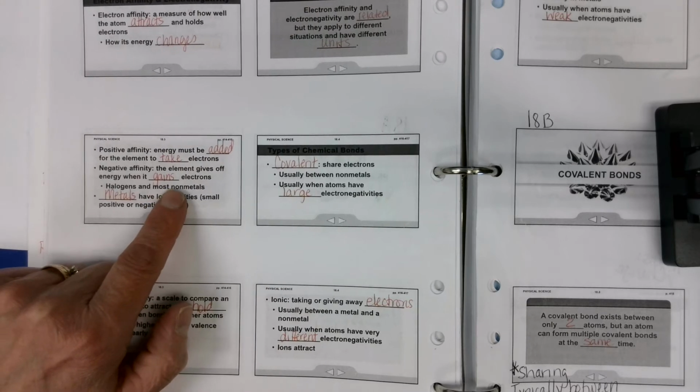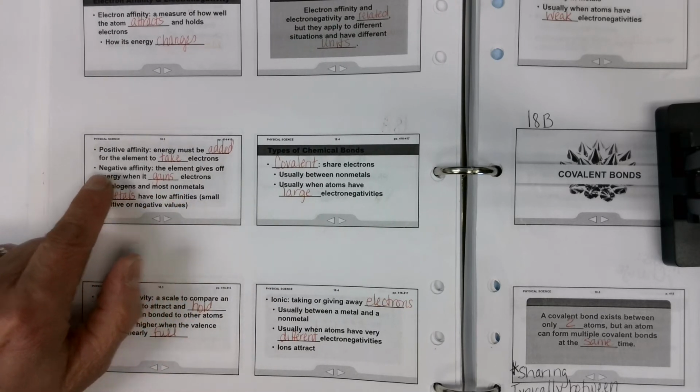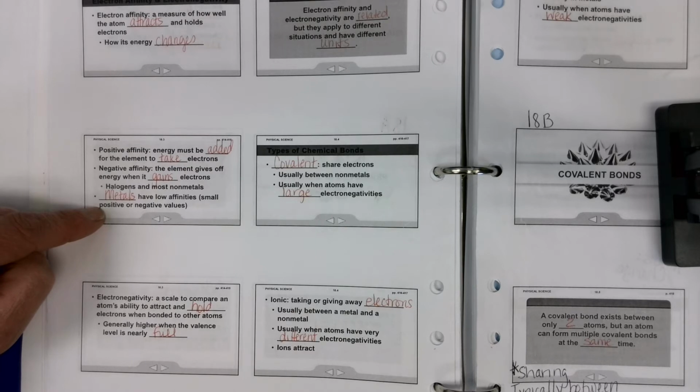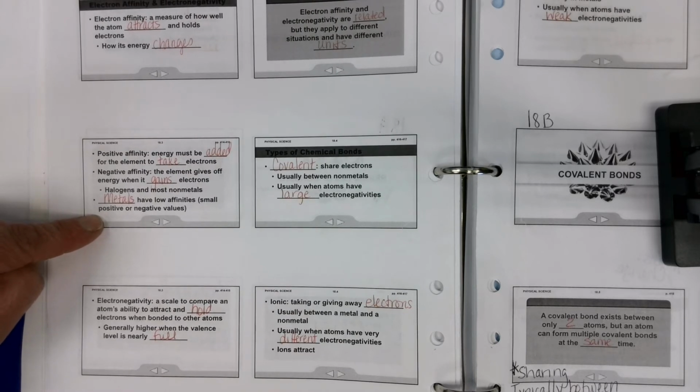Halogens and most nonmetals are going to have negative affinity. Metals are going to have low affinities, very small positive or negative values.